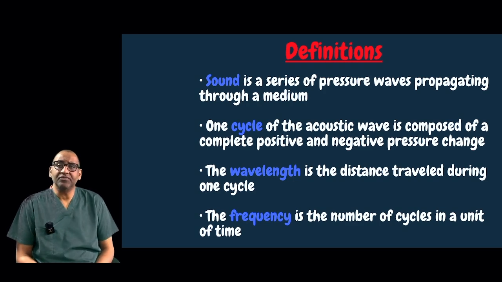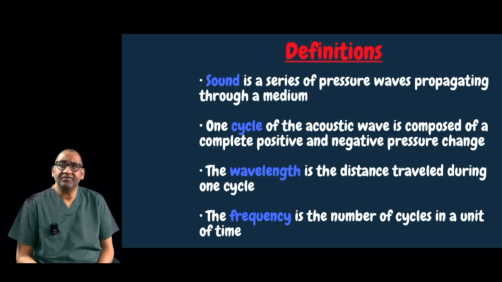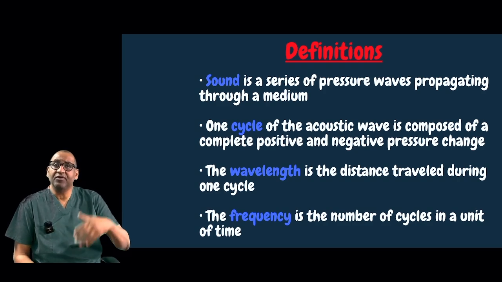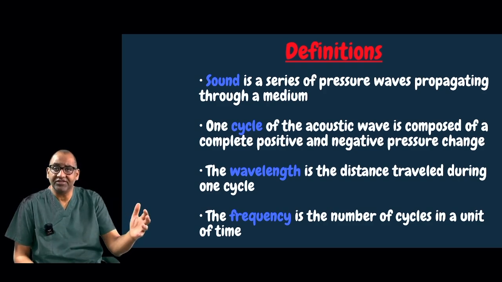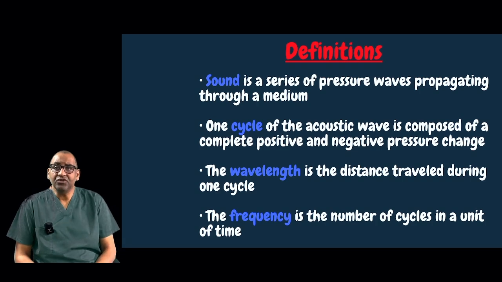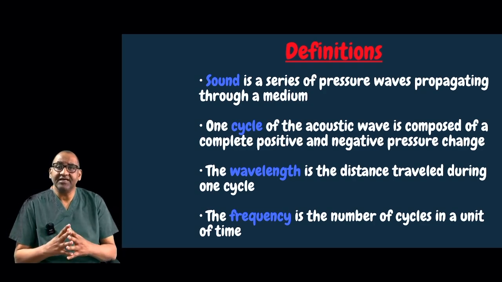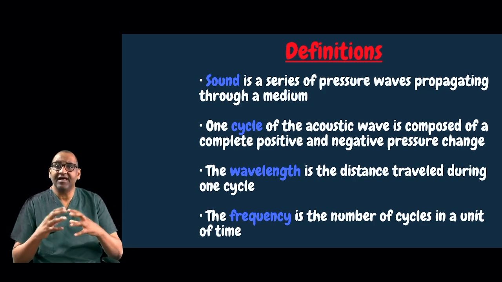We'll move to some definitions. Sound is a series of pressure waves propagating through a medium. The cycle of the acoustic wave is composed of complete positive and negative pressure changes. You need to know also that the wavelength is the distance traveled during the cycle. The frequency is the number of cycles in a unit of time.